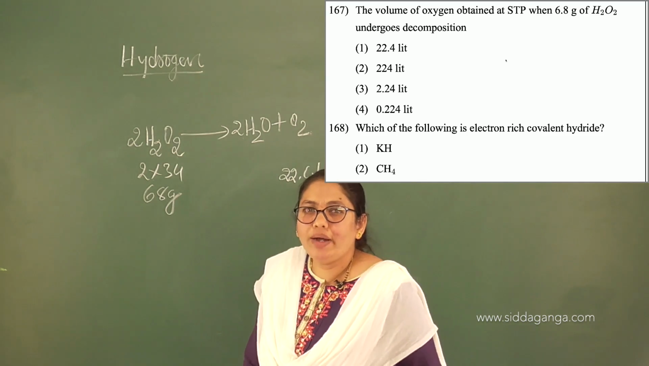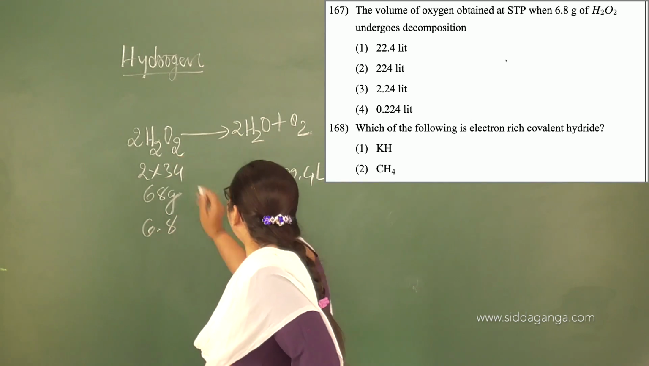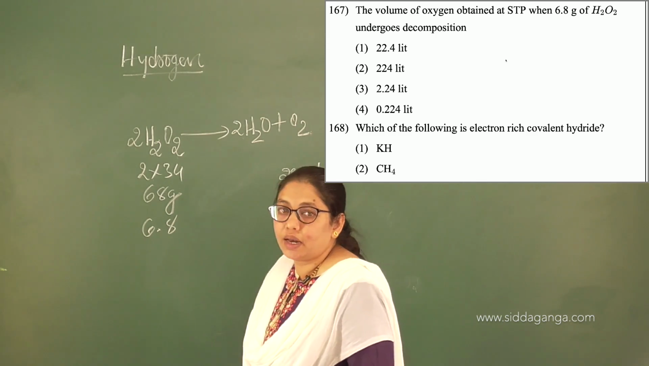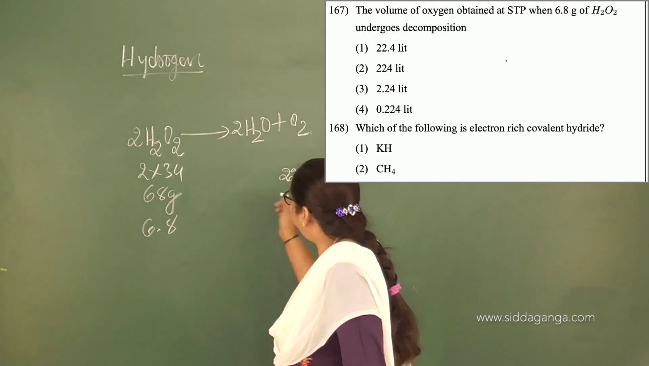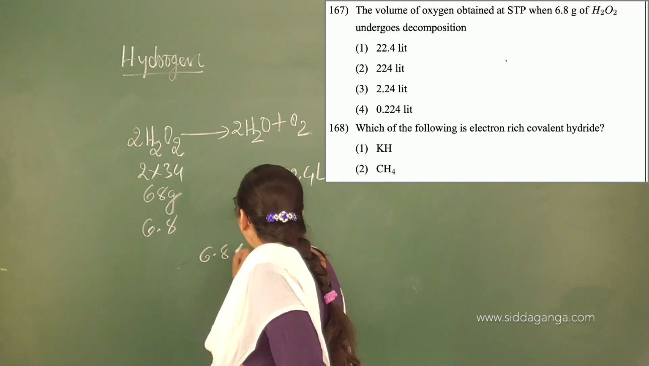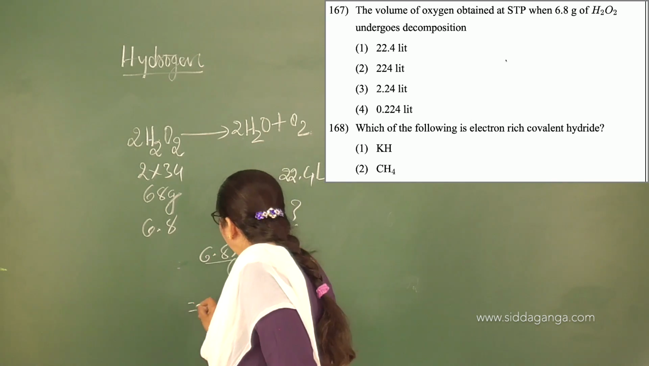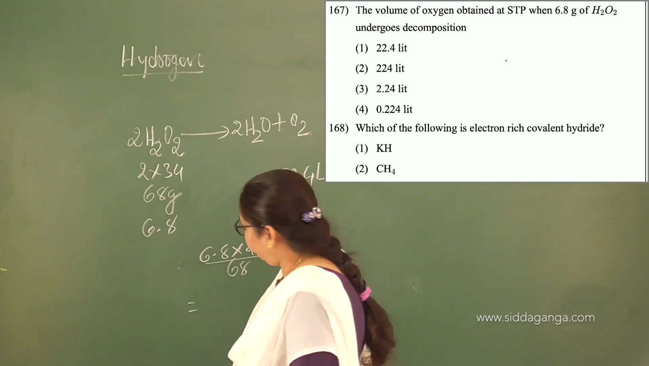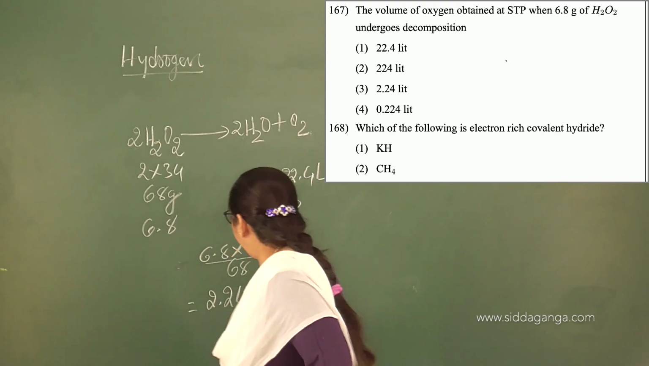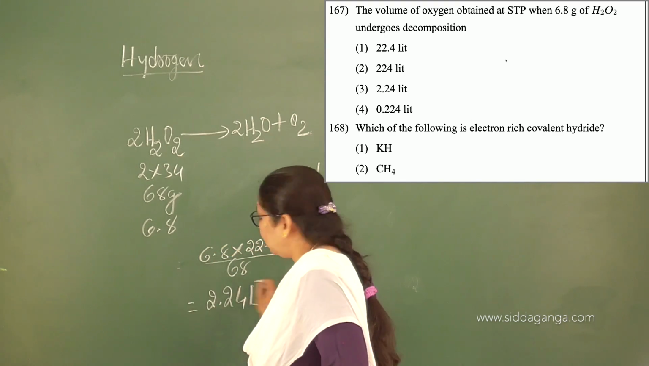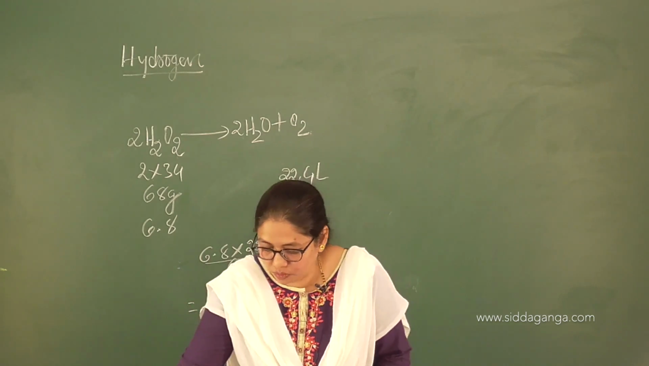What is the question? What is the volume of oxygen liberated when 6.8 gram of this hydrogen peroxide undergoes decomposition, right? For 68 it is 22.4, so how much for 6.8, that you have to find out. 6.8 into 22.4 divided by 68. If you do, you are going to get 2.24. So which is that option? That is 2.24 liters, right? So option 3 is the answer for this one. So understood? Very simple this is. Next one.